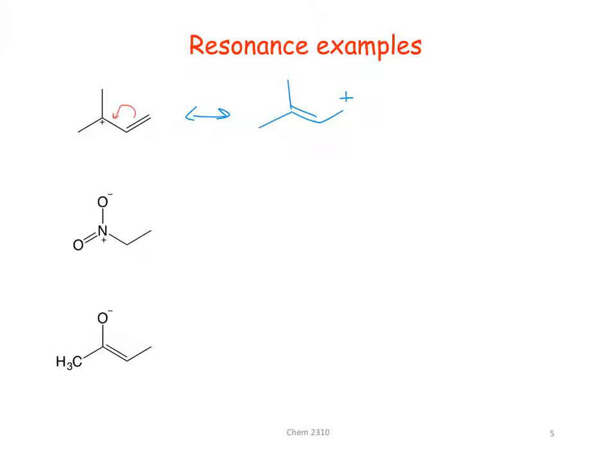This is called an allylic cation. Remember, the allylic position is the position adjacent to the double bond. These are both resonance contributors, so if we wanted to draw out what the true structure might look like, put this in quotes here.